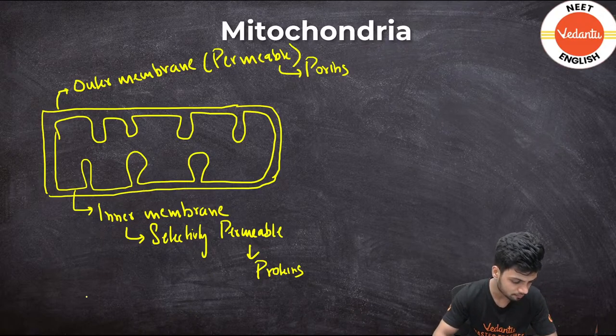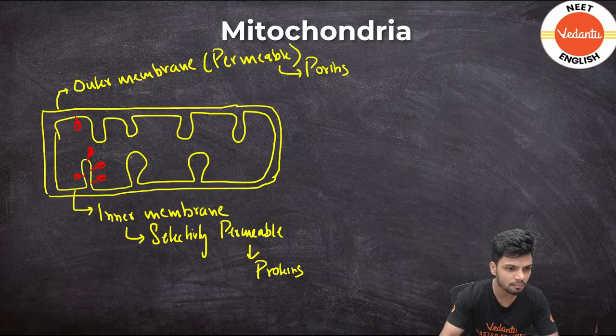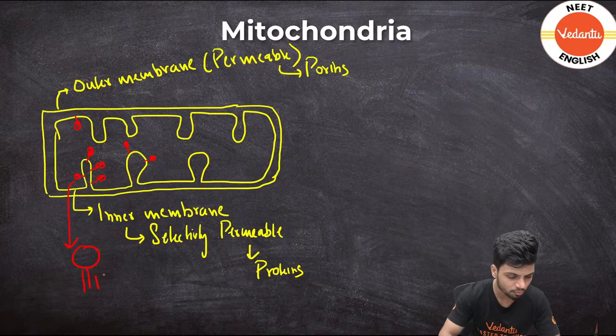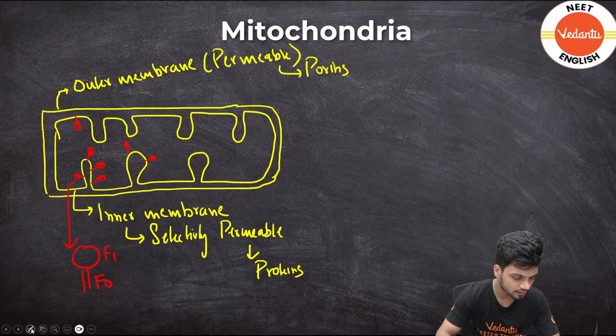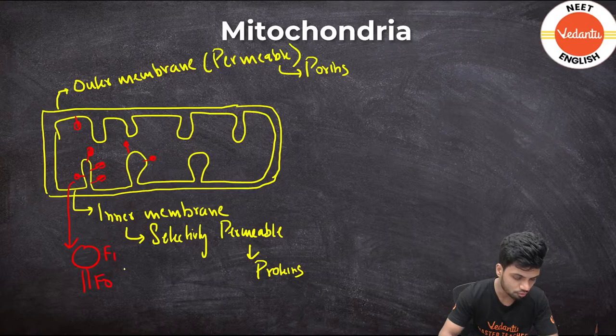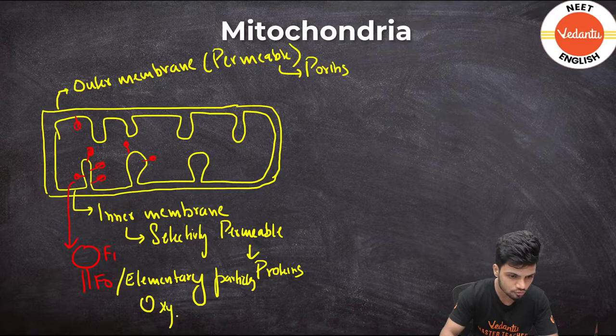Now, if you look inside the inner membrane, there are certain racket-shaped structures on the inner membrane. These racket-shaped structures are nothing but your F0-F1 protein. Clear? Now this F0-F1 protein is also called what? It is also called the elementary particle. Elementary particles are also called oxysomes.